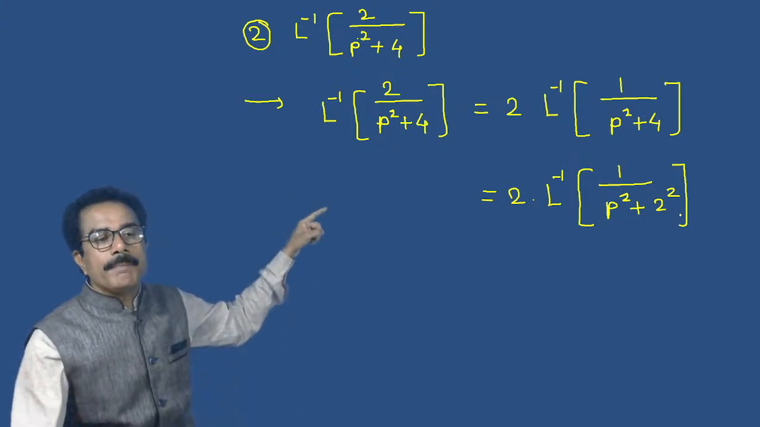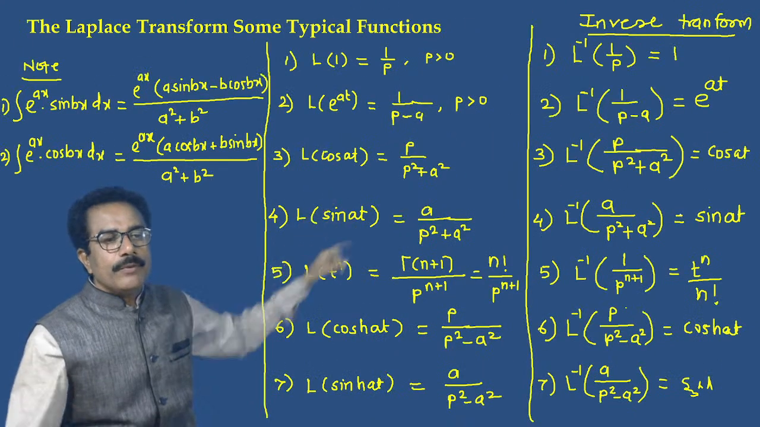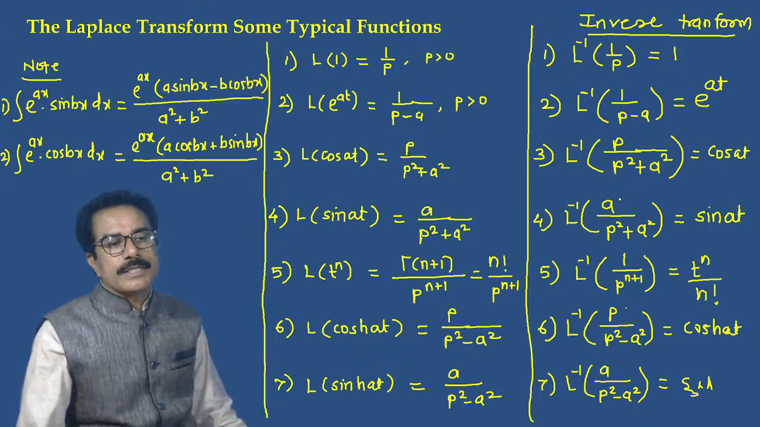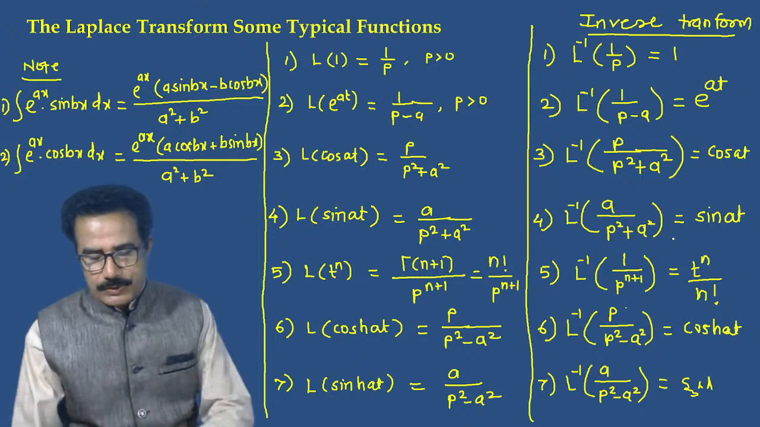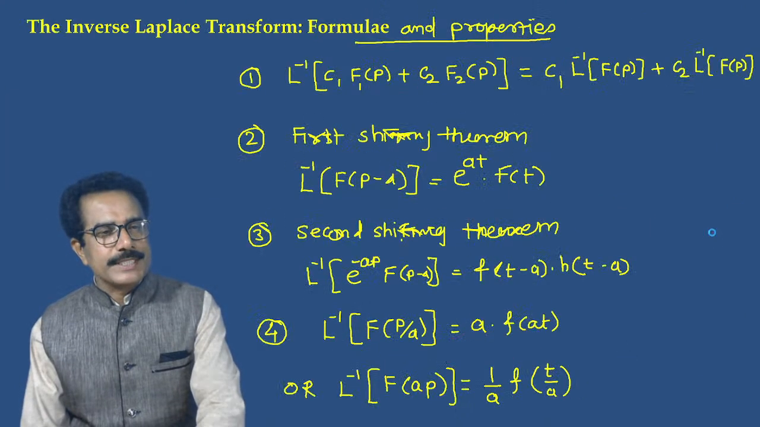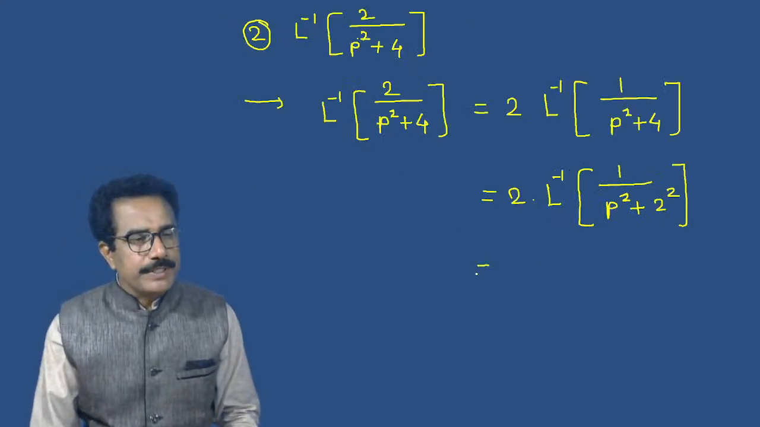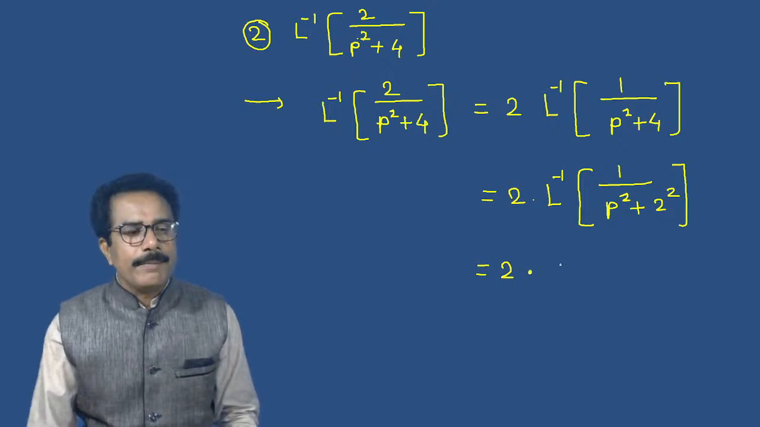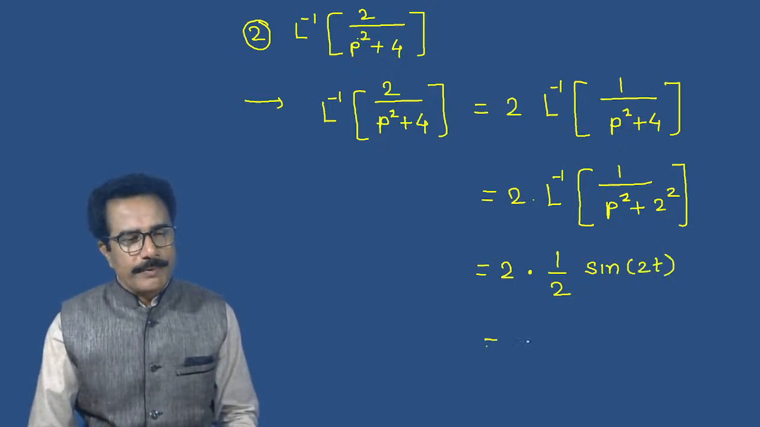So 1 upon p square plus a square, then in the inverse Laplace transformation we can use this formula: L inverse of 1 upon p square plus a square. You can take this a on the right side, so 1 by a sin a t. So in this case, keep this 2 as it is. 1 by a means 1 by 2 sin a t. Sin a t means sin 2t. So 2 will get cancelled, sin 2t.